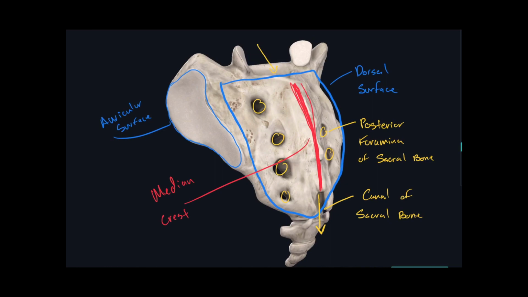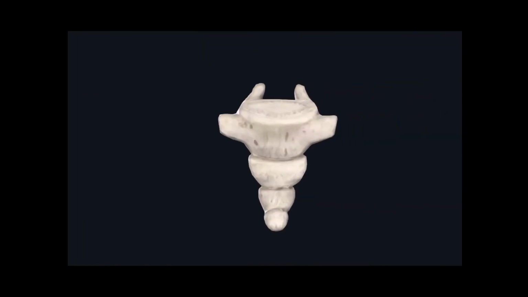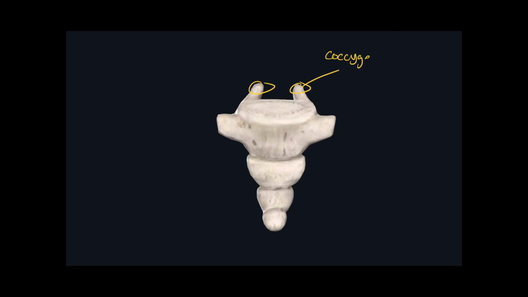And now we can go ahead and move on to the very last bone on the vertebral column, which is the coccyx. The coccyx, like the patella, doesn't have too many anatomical landmarks, so all that we need to know is that the coccyx is made by the fusion of 4 vertebrae, and that these right here are called coccygeal horns. And that's it. That concludes all the landmarks that we need to learn for the vertebral column.